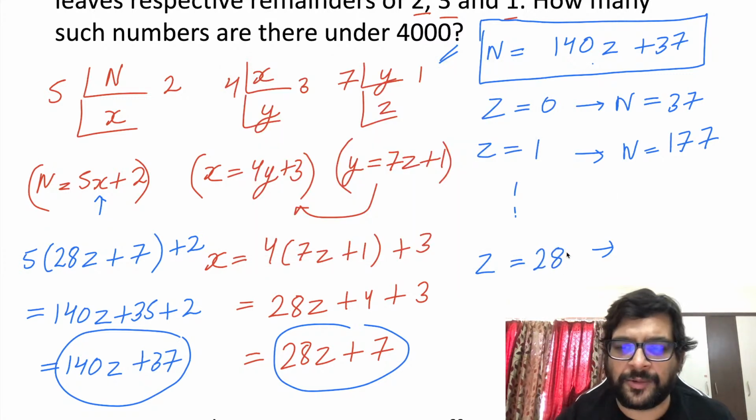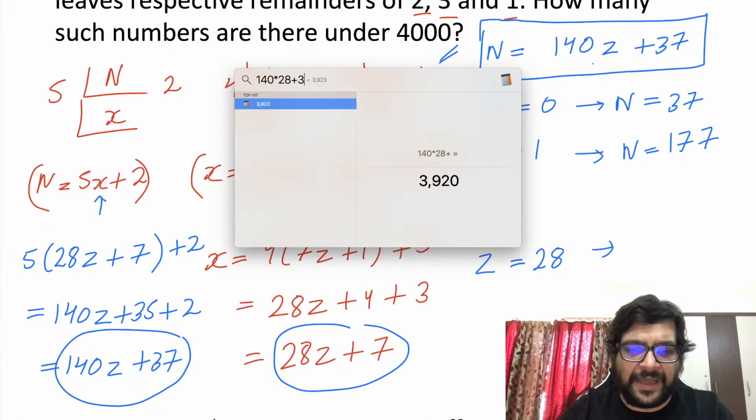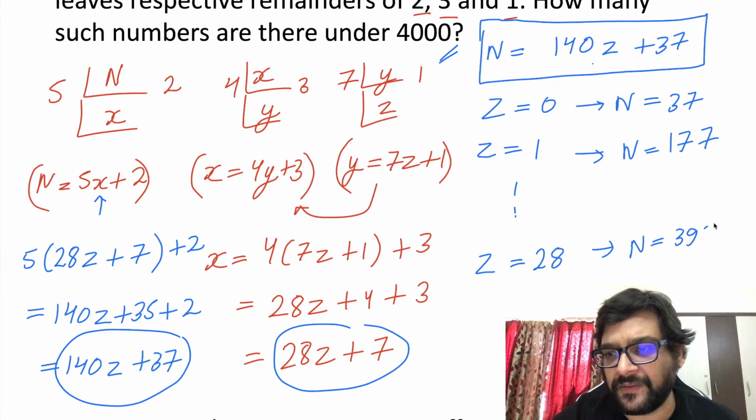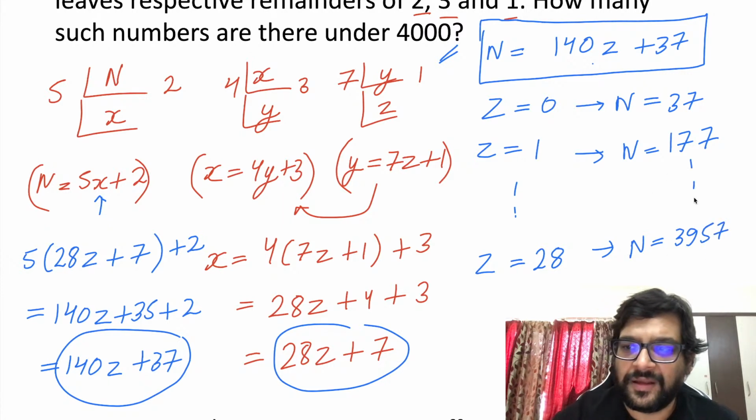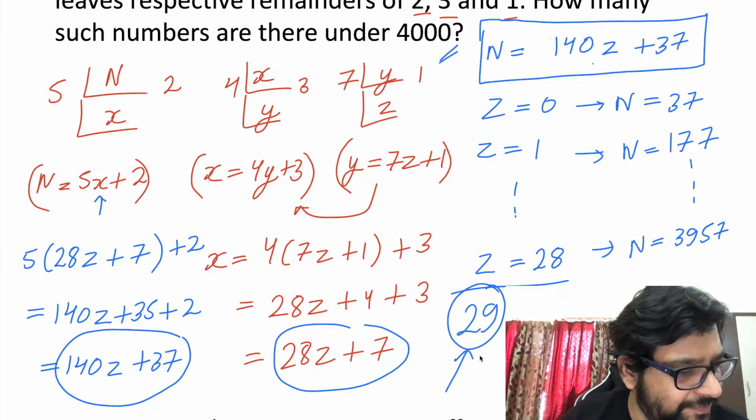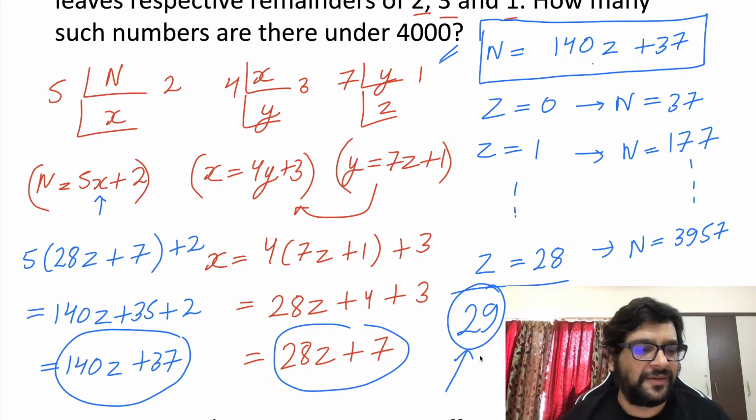So if I put z equal to 28, what value can I get? 140 into 28 plus 37. N comes out as 3957. So how many values do I have in total? From 0 to 28, I have a total of 29 values. Amit is okay with this. What about you, Vasudha and Gautam? Are you also getting 29? Are you okay with these values?